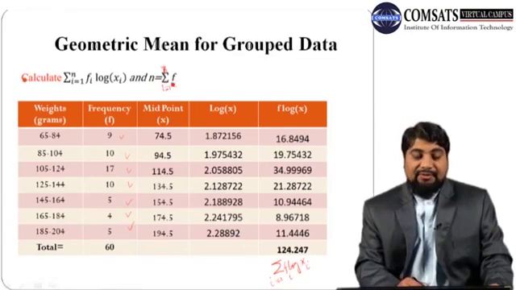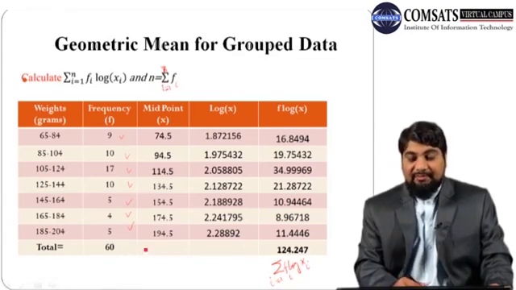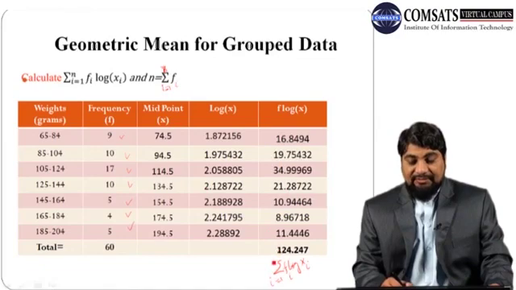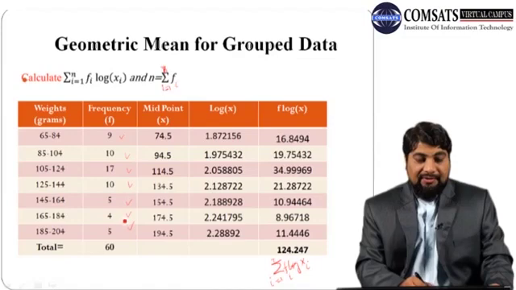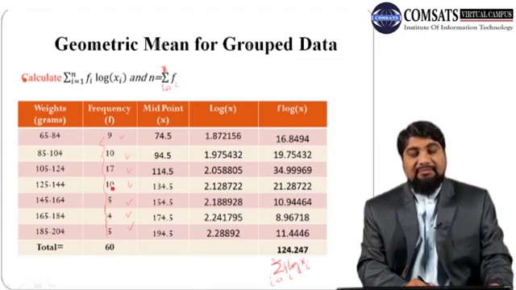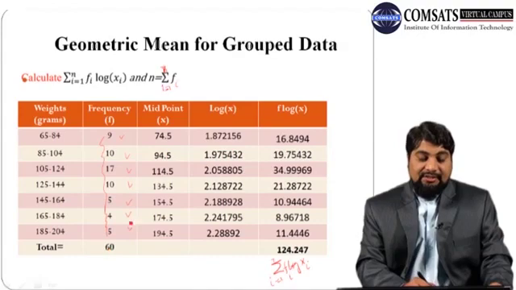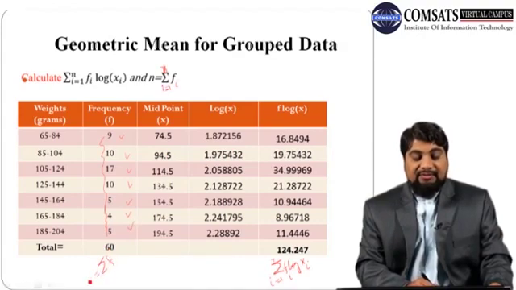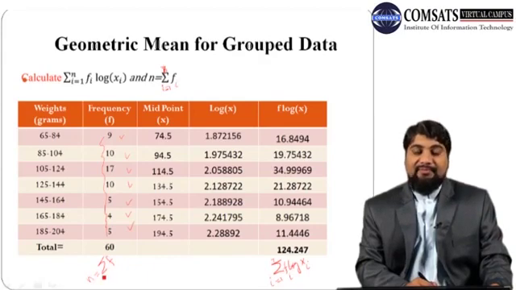N is summation f, which is 60. But total number of classes are 7, so let me write here 7. So next find summation f, which is the sum of all the entries in this frequency column. So 9 plus 10 plus 17 plus 10 plus 5 plus 4 plus 5, you get 60. So this 60 is summation f, which we also call as n.